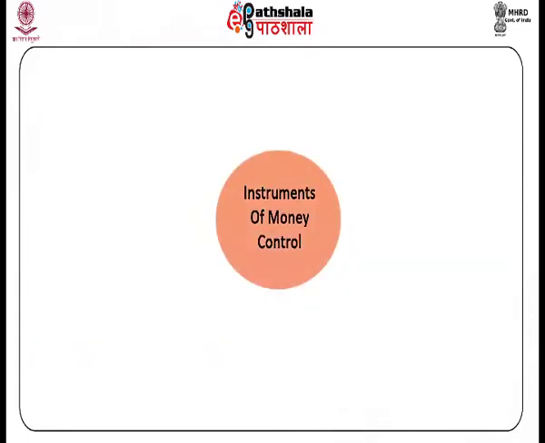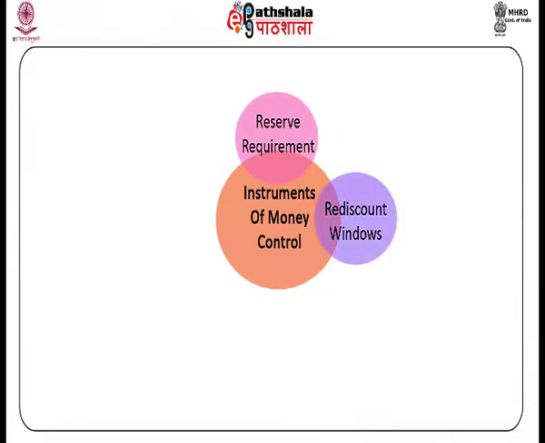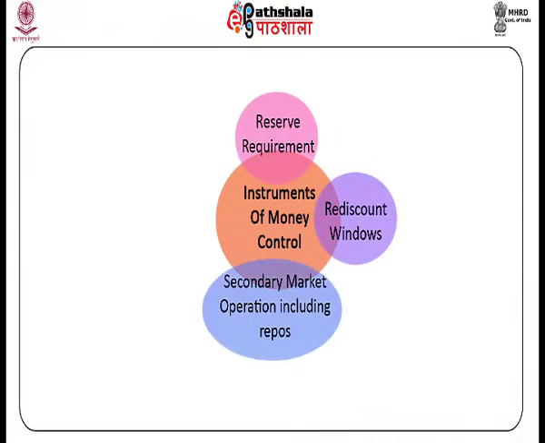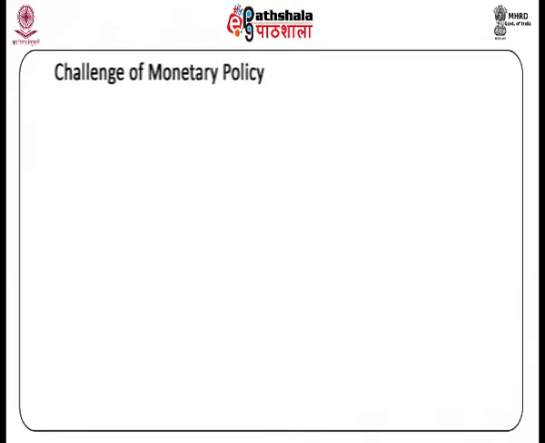The main instruments with which the RBI used to control the money supply in the economy are reserve requirement, rediscount windows, secondary market operations including repos, and foreign exchange instruments including swaps. The relative efficiency and costs of various instruments of monetary policy pose a second set of challenges for the conduct of monetary policy.